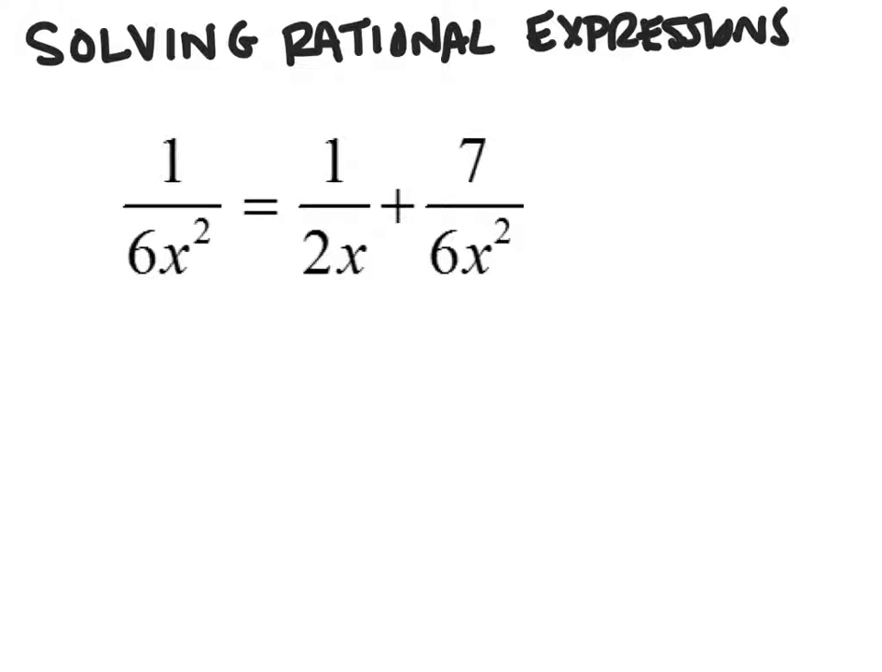Rational expressions, when put into an equation, look pretty complex, but with a little trick or two, you can solve these nicely. The key is to look at the denominators and find a common denominator between all of the terms. In this case, you'll see that 6x squared would be a good common denominator. Instead of finding the common denominator, what we're going to do is multiply each term by that value, and you'll see the wisdom of this shortly.